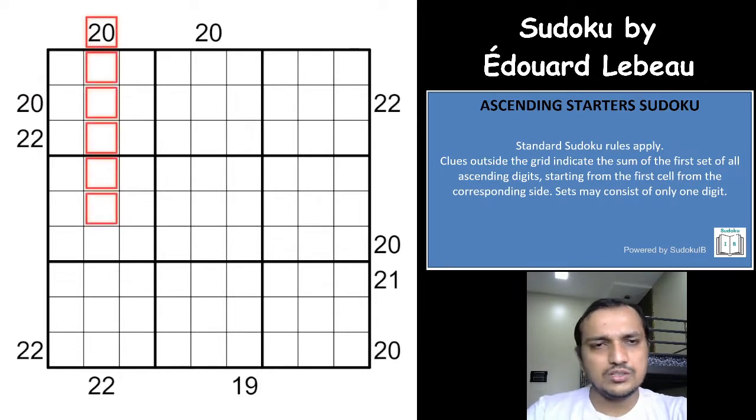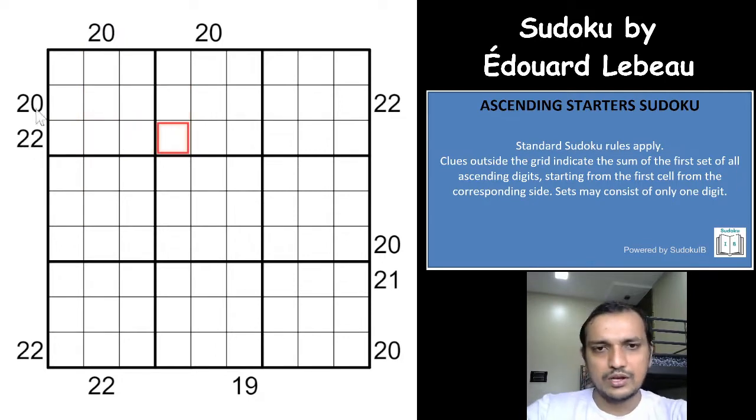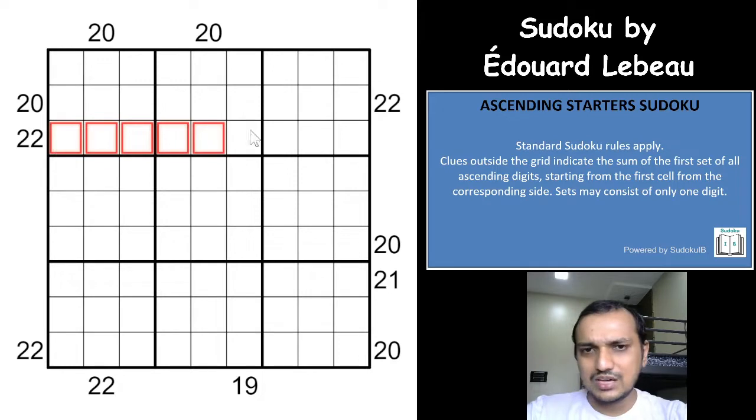If a number is given outside the grid, then from that direction in that particular row or column, the numbers have to be in ascending order up to a place where you get the exact sum indicated outside. For example, if you have a 22 starting from this cell, there will be a place where you have numbers in ascending order, say till 5 cells, and the sum of these 5 cells would have to be 22.